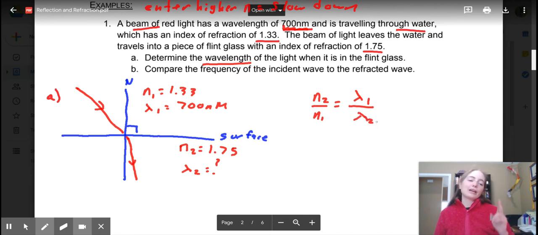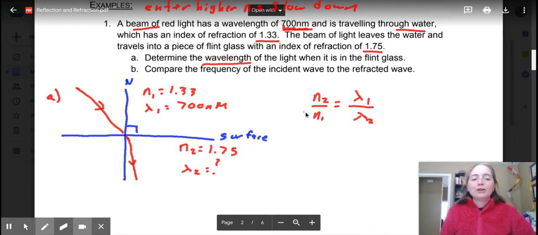You only pick the 2 values that you need. Don't pick any of the other ones. We don't have any of the other data. So only pick those 2 entities that you need. So I am trying to find lambda 2, so I'm going to rearrange my equation here. I'm going to multiply by lambda 2 to bring it to the top to make it easier.